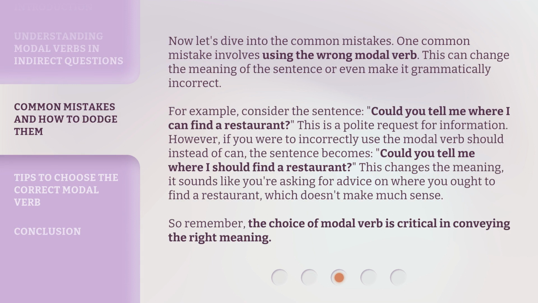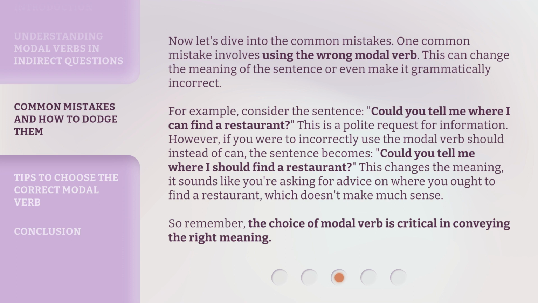Now let's dive into the common mistakes. One common mistake involves using the wrong modal verb. This can change the meaning of the sentence or even make it grammatically incorrect. For example, consider the sentence, could you tell me where I can find a restaurant? This is a polite request for information.